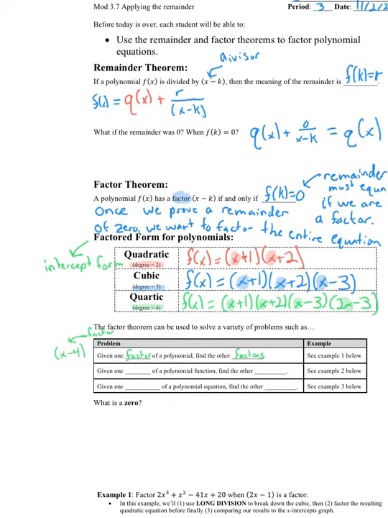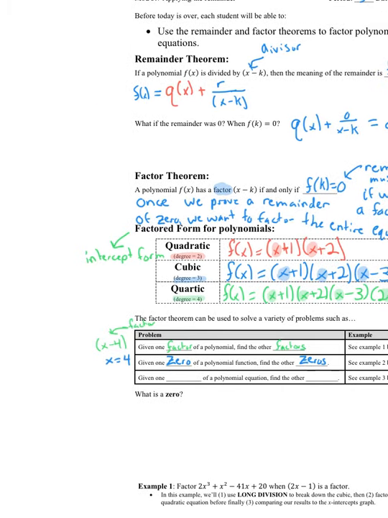Something else that might happen is if we're given one zero, find the other zeros. So x equals 4 is an example of a zero. You can see how it's related to the x minus 4. Remember, to find a zero, you set the equation equal to 0. x minus 4 equals 0. Add 4 to both sides, you get x equals 4. And now you've got yourself a zero.